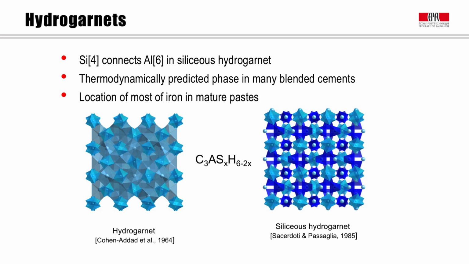So here are some other pictures of the crystal structures of the hydrogarnet. It's a sort of 3-dimensional structure in which four-fold coordinated silicon connects the 6 coordinated aluminium. It's predicted to form quite a lot in blended cement, but as I said, really not much except for the iron.